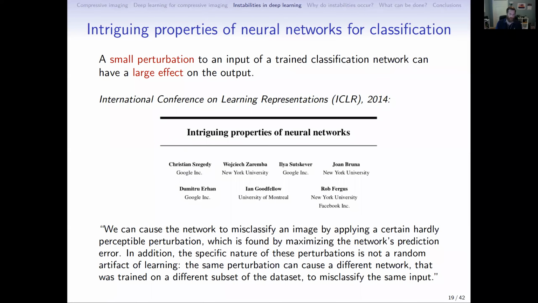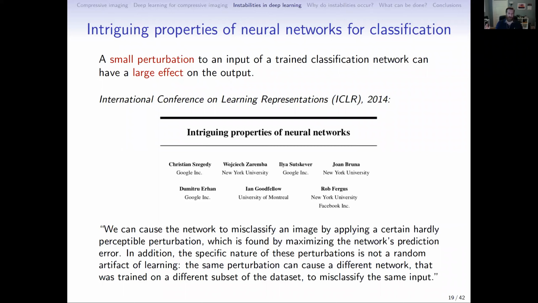So the story about instabilities does not start with image reconstruction. This actually comes from the classification problem. In 2014, there was a paper published entitled "Intriguing Properties of Neural Networks." And what they did in this paper is they took trained neural networks for solving image classification problems. By that I mean you have a network. The input is an image, and the output is a label. So it could be the label is a cat or a dog or a horse or whatever.